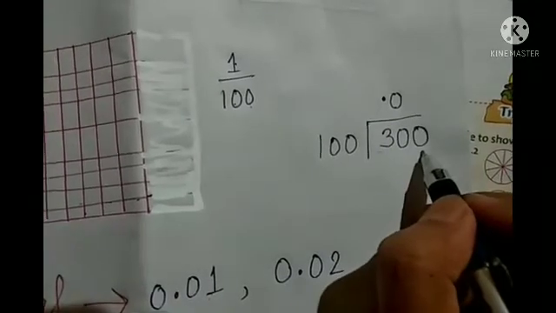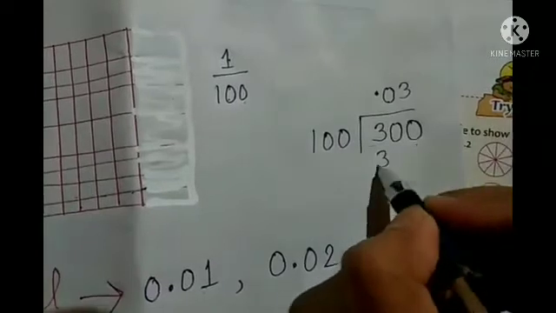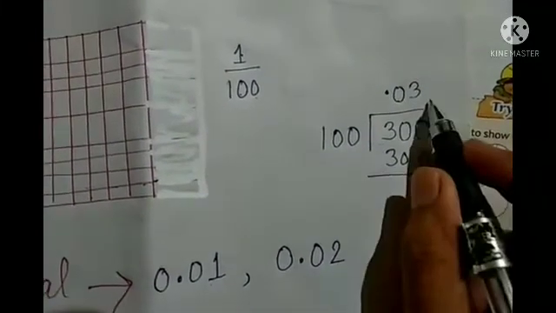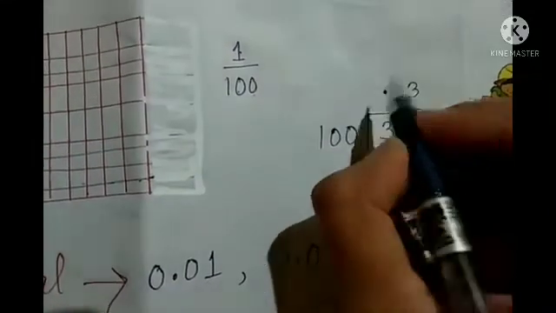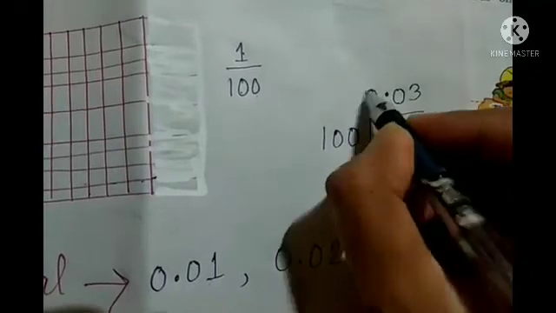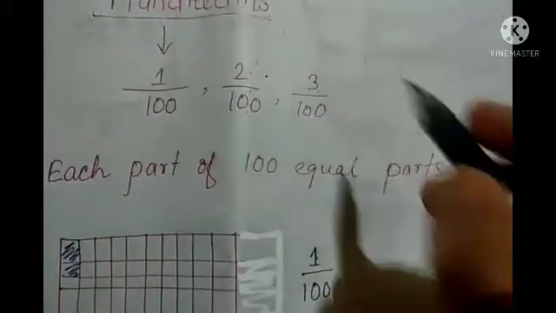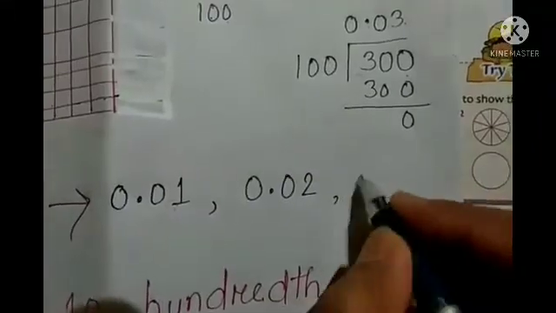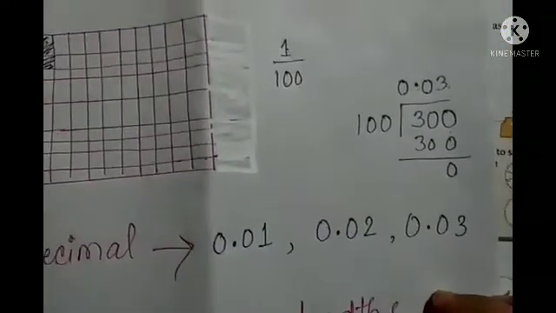So now it is becoming 300. So 100 times 3 is 300, right? Now the remainder is 0, so they are divisible. And students, as I told you, if no number is given before the point, then you can simply put 0. So from this fraction 3 by 100, the decimal form will be 0.03. So we can write it as 0.03.